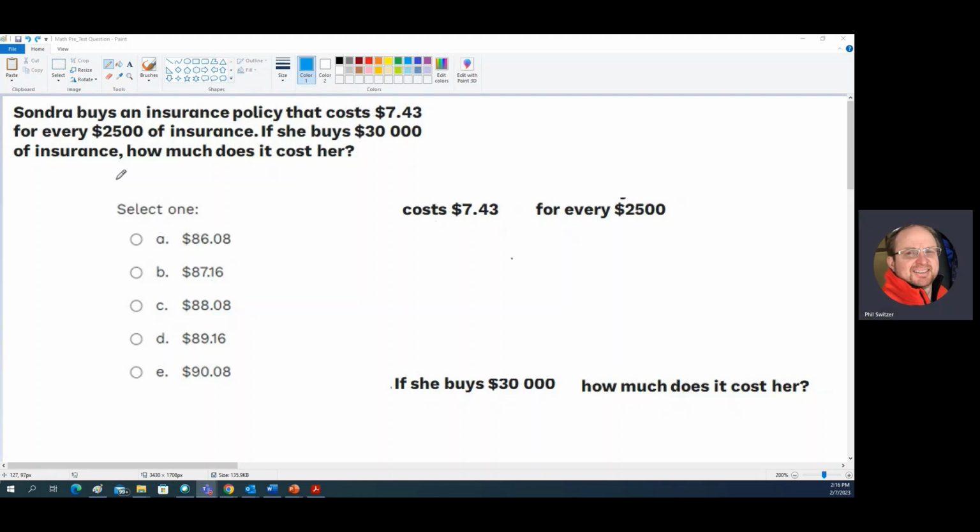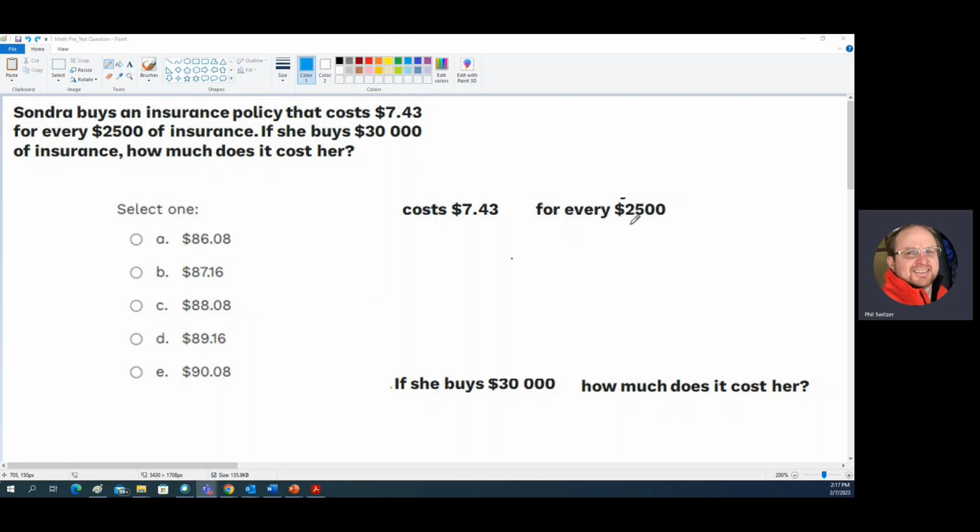So Sandra buys an insurance policy that costs $7.43 for every $2,500 of insurance. If she buys $30,000 of insurance, how much does that cost her? Okay, so let's look at the key numbers here. It looks like right here we've got a cost of $7.43 for every $2,500 of insurance. So I've kind of isolated that key information right here.